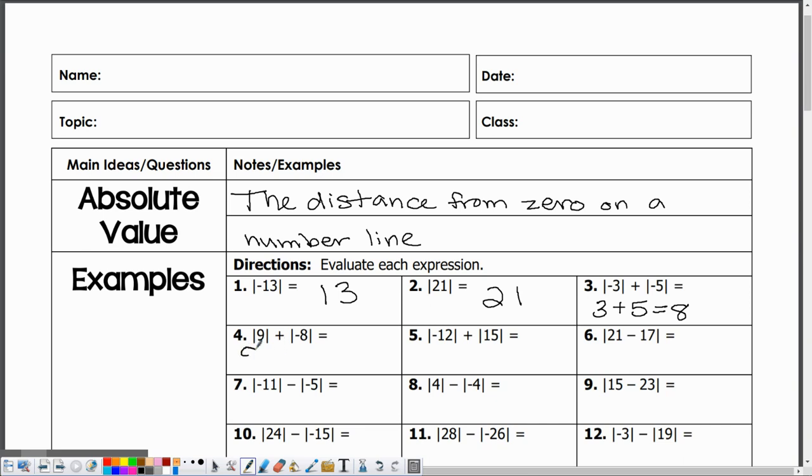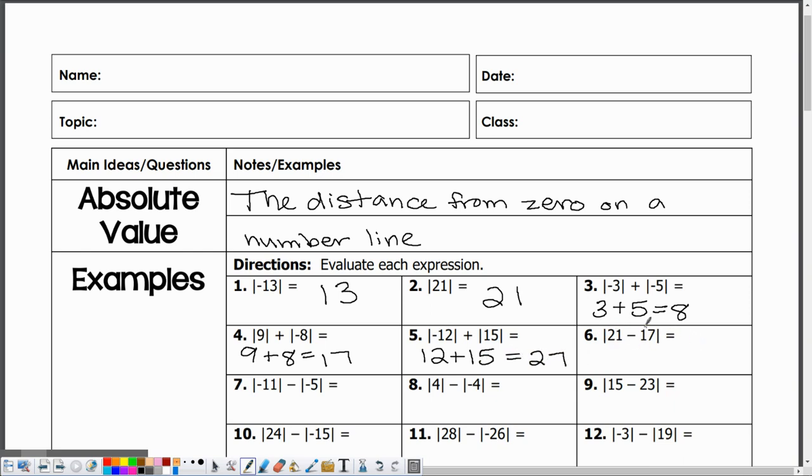So the absolute value of 9 is 9. The absolute value of -8 is 8. 9 plus 8 is going to give you 17. The absolute value of -12 is 12. The absolute value of 15 is 15. And when you add those together, you get 27.